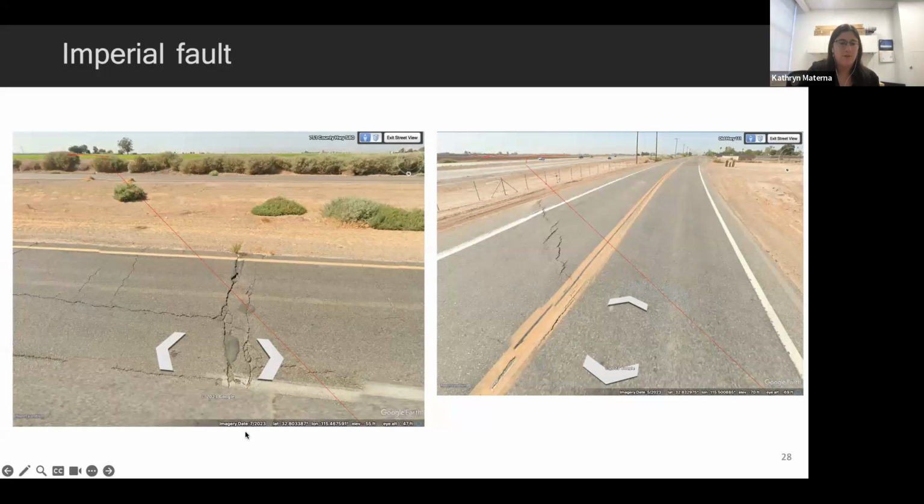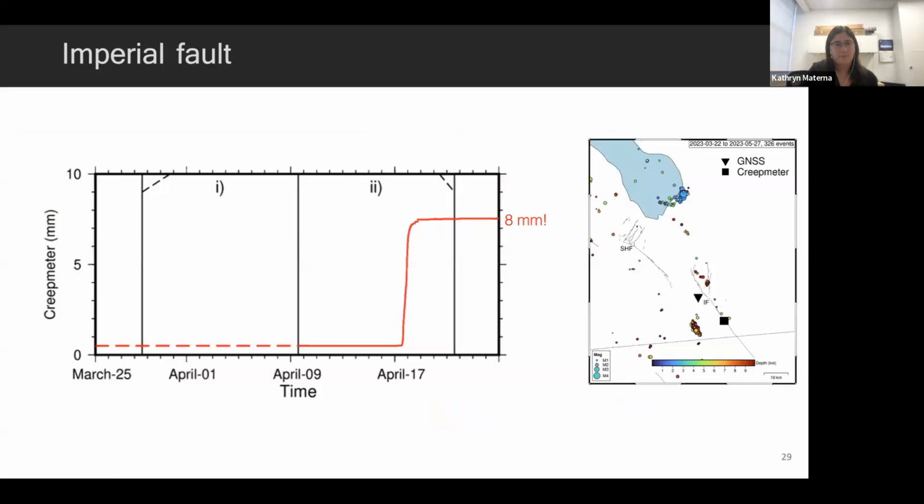I went through the imagery. This is from July, and this is from May of this year, but going further back in time, they've needed to add some patches to this road as the fault has experienced some creep. So let's characterize this event a little bit as well. This event, similar to Superstition Hills, was first identified on a creep meter, and this creep meter is somewhere in the south of the creeping section. It was identified as 8 millimeters of creep on about April 17th.